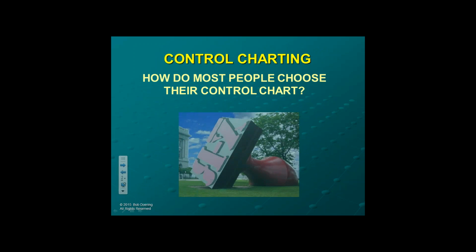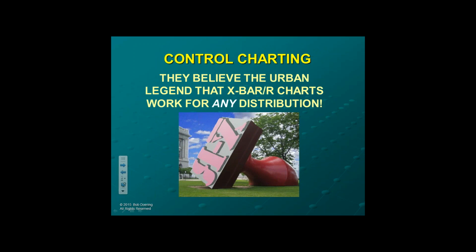So how do most people choose their control charts? Well, unfortunately, many people have just got a giant X bar and R chart stamp and have gone through the process of stamping them all over the plant. The X bar and R stamps aren't the best, but the reason why they tend to do it is they believe the urban legend that X bar and R charts work for any distribution. Well, they don't.